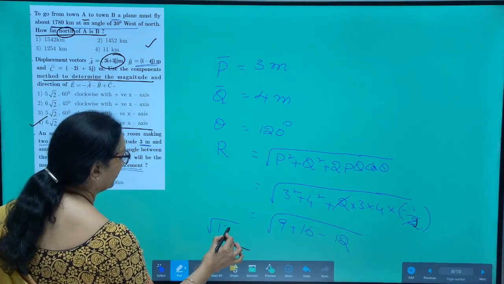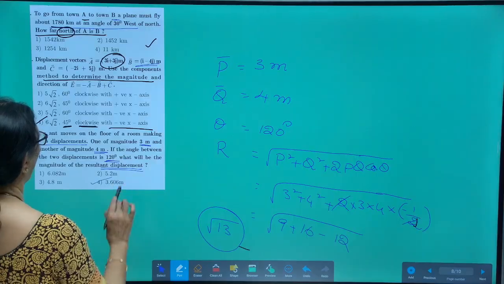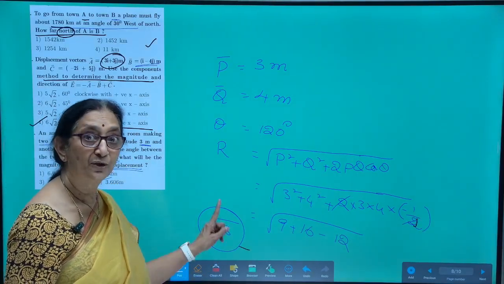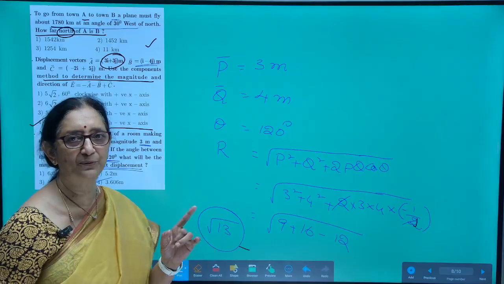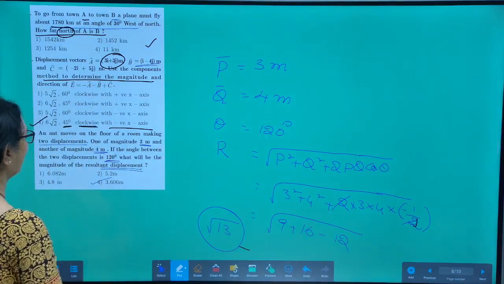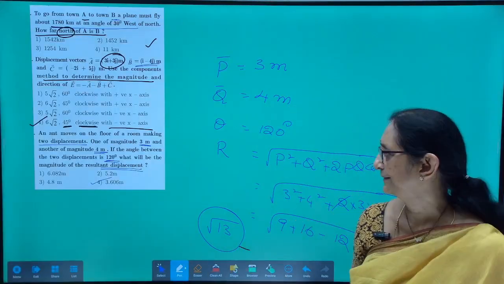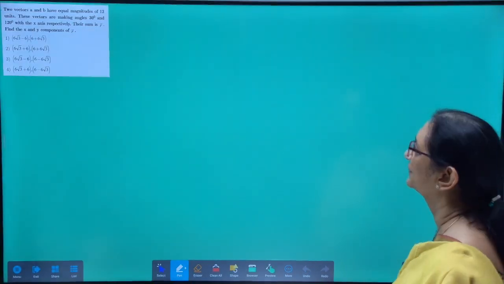This is root 13. So the answer is 3 point something. Root 9 is 3. Root 16 is 4. So the answer is going to be in between 3 and 4. So from the given options, it has to be 3.606. Okay. Now let us go to the next page.